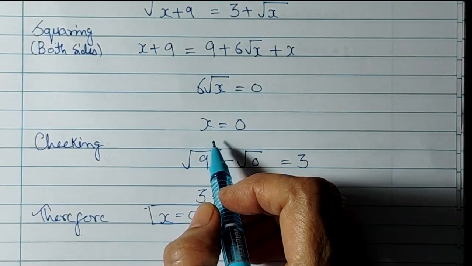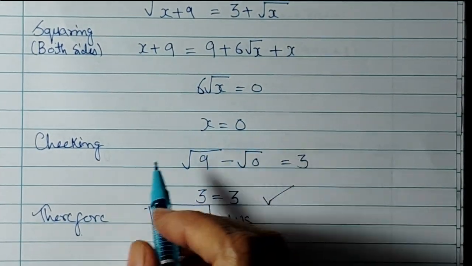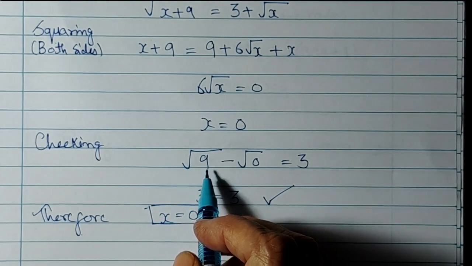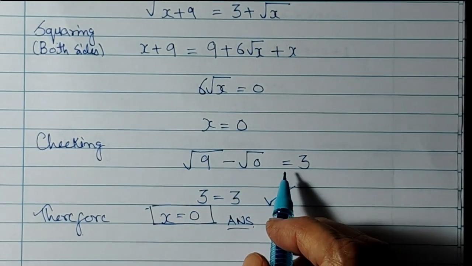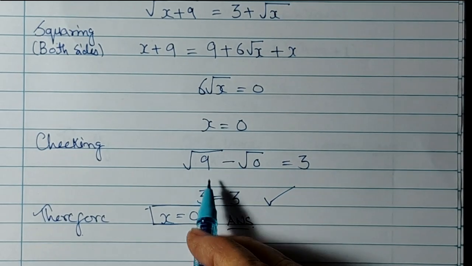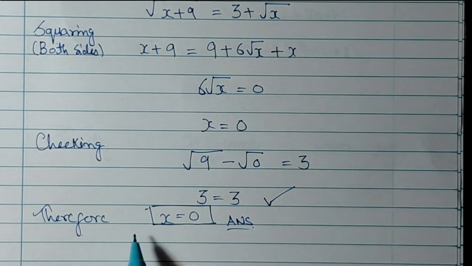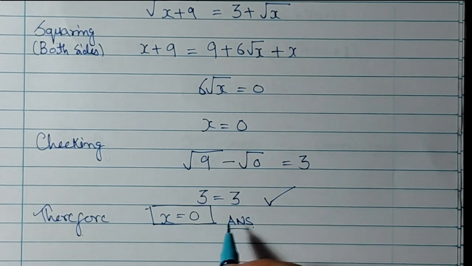6√x is equal to 0, so x will also be 0. Checking the result: √9 − √0 is equal to 3. That means √9 is equal to 3, which is equal to 3. So the value of x is 0. This is the answer.